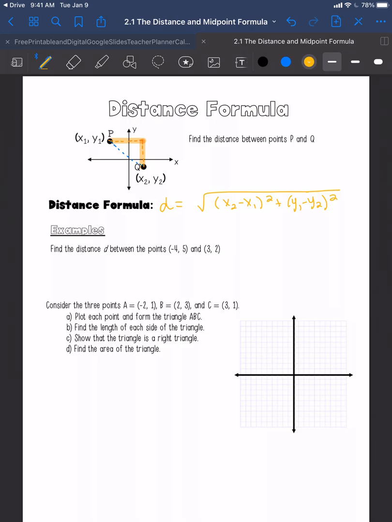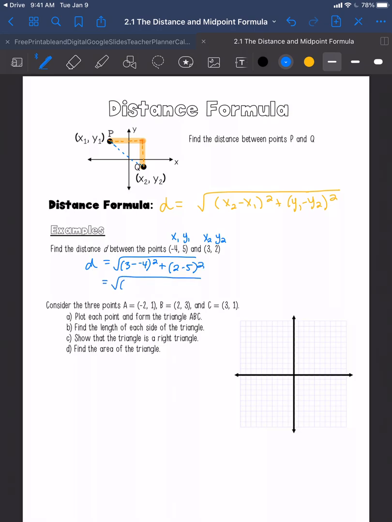So this first example here, find the distance d between the 2 points -4, 5, and 3, 2. I'm just going to call this my x1, y1, this my x2, y2. It doesn't matter which one I'm calling my 1s or my 2s. I just have to make sure my x1 and y1 are together and my x2 and y2 are together. So if we're using the formula, distance equals the square root of 3 minus -4 quantity squared plus 2 minus 5 quantity squared.